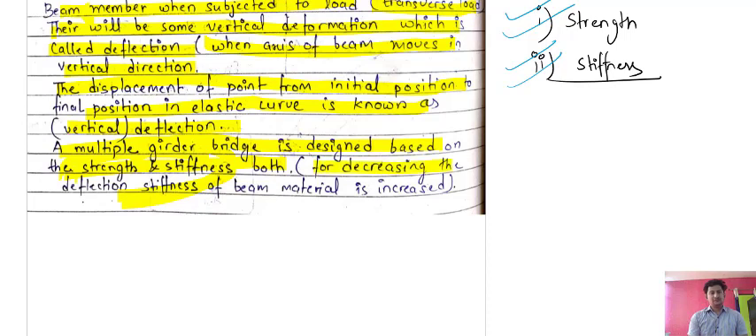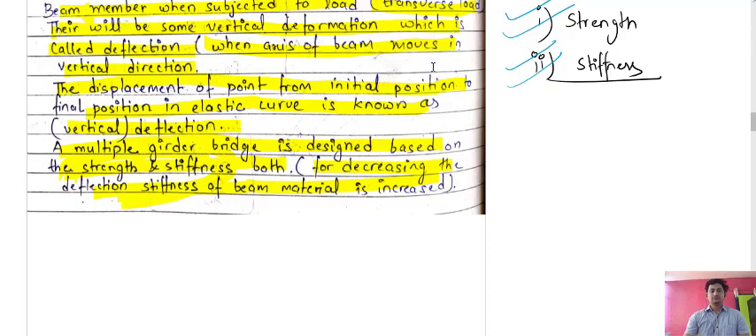For decreasing the deflection, the stiffness of the beam material is increased. When there is more deflection in the beam, for example, what you will do is increase the stiffness of the beam material. For decreasing the deflection, you will increase the material. So this is the criteria that we will talk about in deflection.